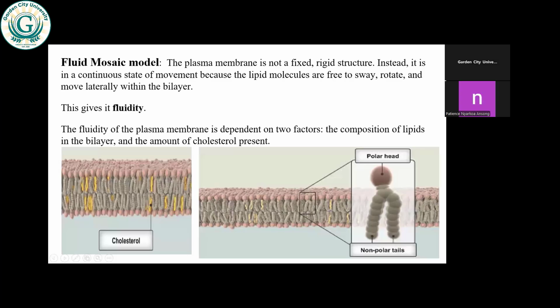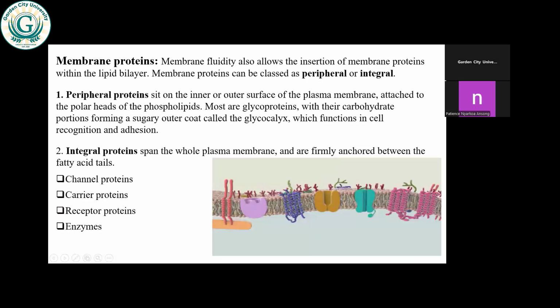Aside from the lipid component, we also have proteins that make up the cell membrane. We have two types of proteins: the peripheral and then the integral protein. The peripheral proteins sit on the inner or outer surface of the membrane. So when you pick, for example, the green structures you see here, they sit on top of the cell membrane facing outside.